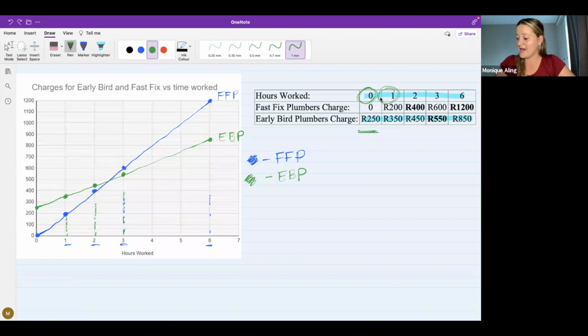We've got 1 hour. So I went to 1 hour. Okay, and I followed the line up until the table told me it cost 350 Rand. So I followed the line and I plotted my point. And then I did the same with 2 hours, 3 hours, all the way to 6 hours. Okay, so I followed the line for 6 hours up until the amount they told me at 6 hours, which was 850. And I plotted my last point and I joined the line.